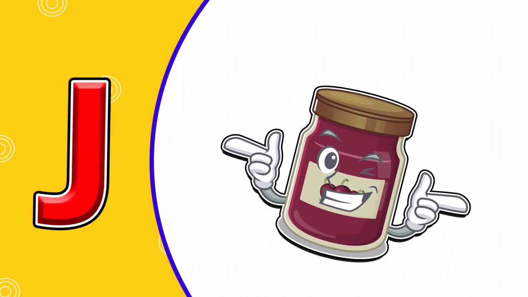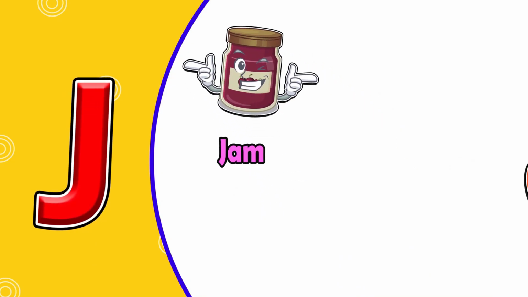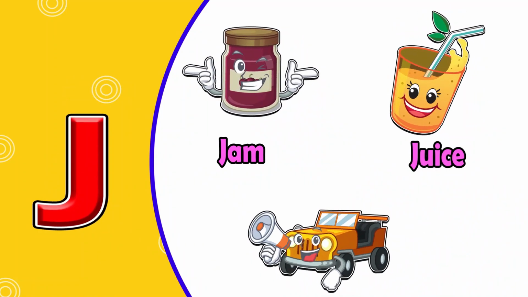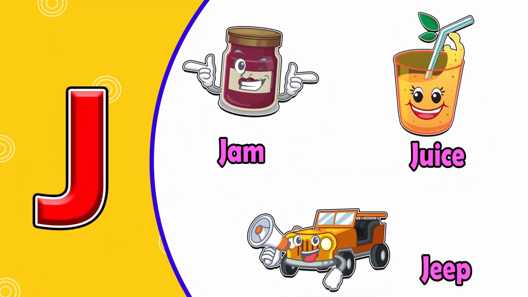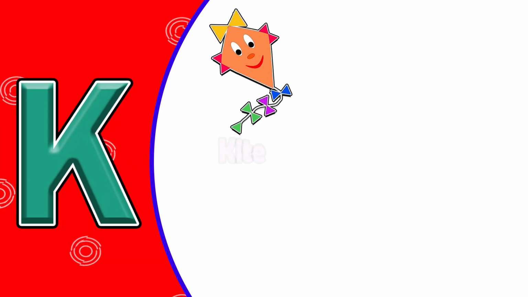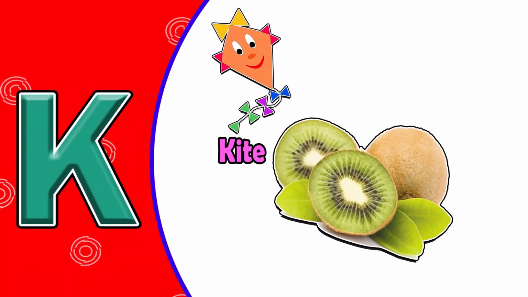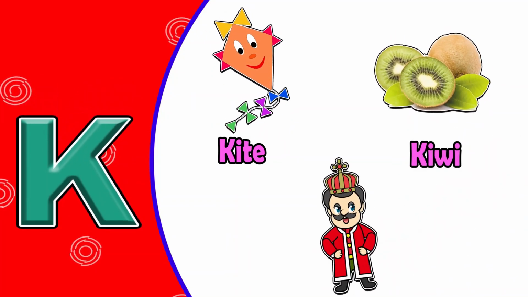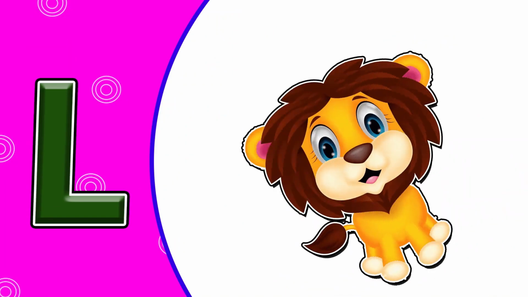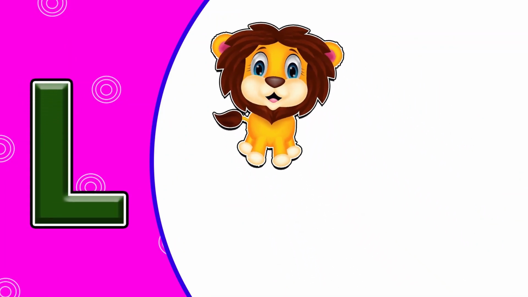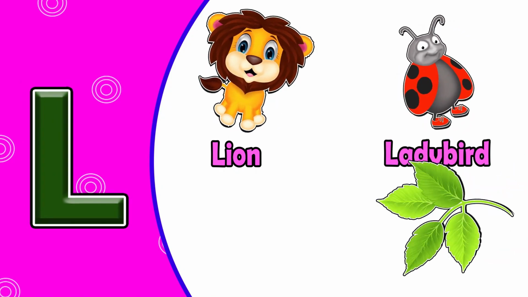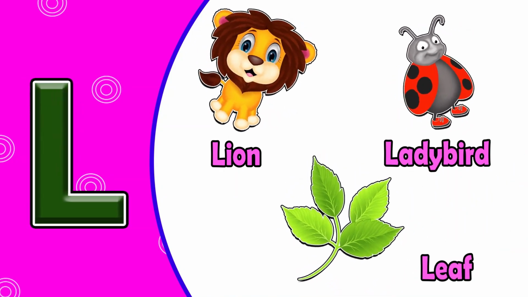J for jam. J for juice. J for jeep. Jam, juice and jeep. K for kite. K for kiwi. K for king. Kite, kiwi and king. L for lion. L for leopard. L for leaf. Lion, leopard and leaf.